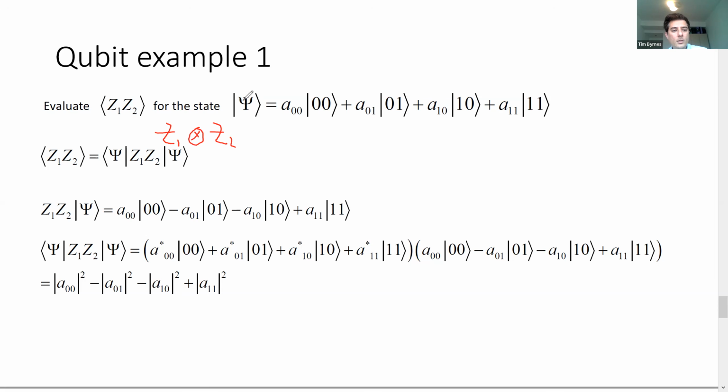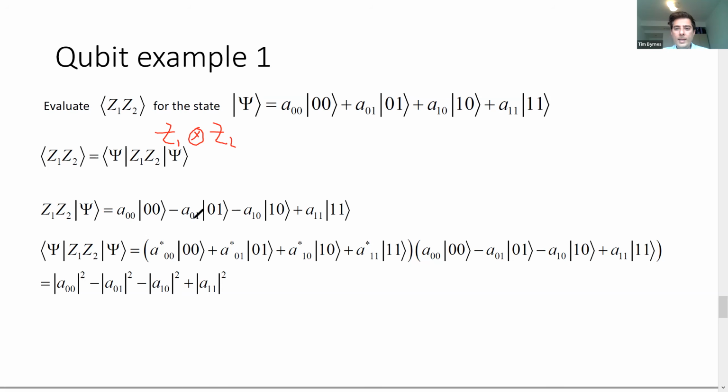So this is like a 4x4 matrix, basically. And here's the state, just a general state. And how do you calculate this average value? The average value, again, you calculate according to this expression here.